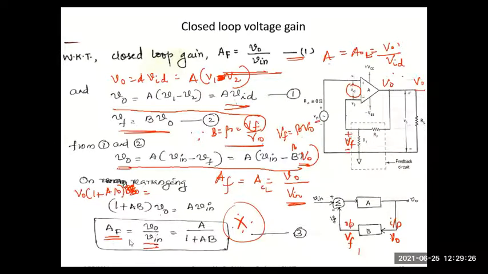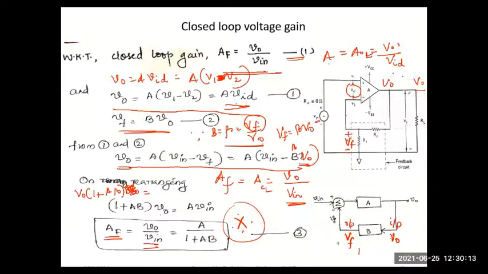Therefore, the standard expression for gain with feedback is gain without feedback divided by 1 plus loop gain. A into beta is called the loop gain. So A by 1 plus A beta is always going to give us the standard expression for gain with feedback in any amplifier which uses negative feedback. Okay, that's the standard equation. Please remember that. And actually, this denominator is known as the desensitivity factor.